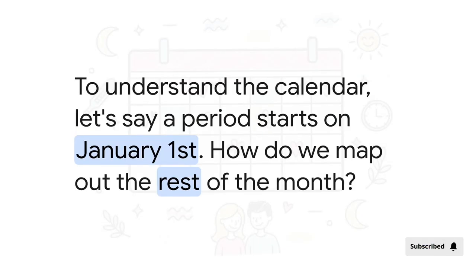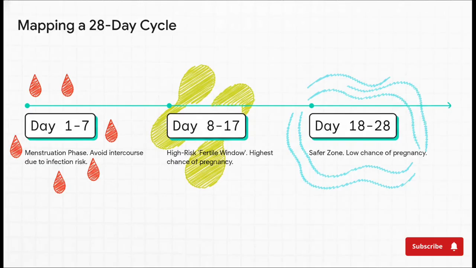Look, to make this super simple, let's just walk through an example. Let's say, for argument's sake, a period starts on January 1st. What happens next? How do you map out the month? And here's the breakdown. You've got 3 distinct phases. First, days 1 to 7, that's the period itself. Then, and this is the big one, you hit the fertile window, the high-risk zone, from about day 8 to 17. After that, from day 18 on, things cool down.